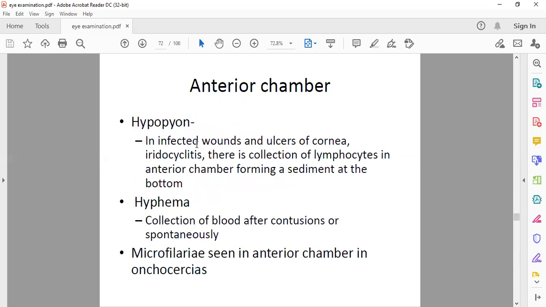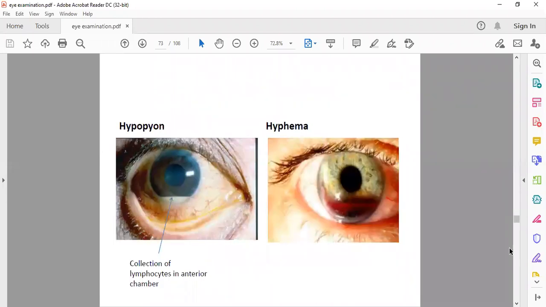And in hypopyon, there will be collection of pus in the anterior chamber. So what is hypopyon? Hypopyon is nothing but presence of pus in the anterior chamber, and it is seen in corneal ulcers. And hyphema. Hyphema means collection of blood in anterior chamber, and this is seen in blunt trauma. So hyphema and hypopyon, I hope you understand.